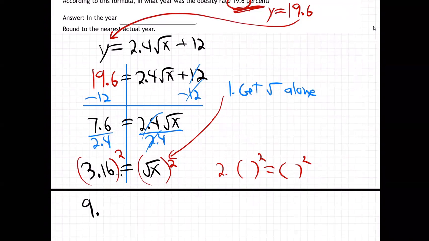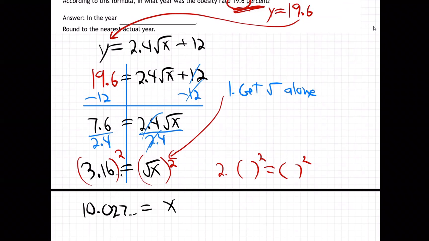So let's see here. We're going to calculate here. 3.16, and then if we go second power on that, we get 10 point, oh, it's actually 10.027, and the other side is just X.